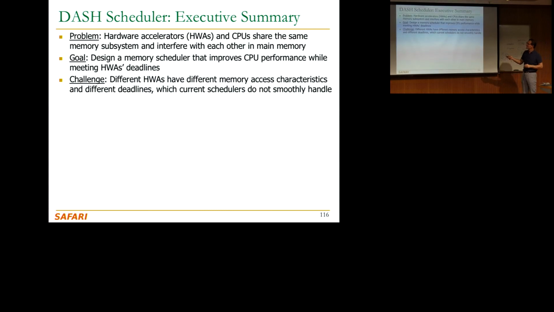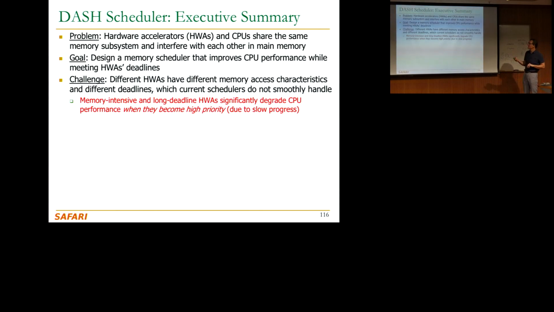The challenge is that different hardware accelerators have different memory access characteristics and different deadlines. A video encoder is very different from something else, right? And current schedulers do not necessarily handle them smoothly. Basically, you may have some memory-intensive hardware accelerators with long deadlines. Basically, deadlines are over a long period.